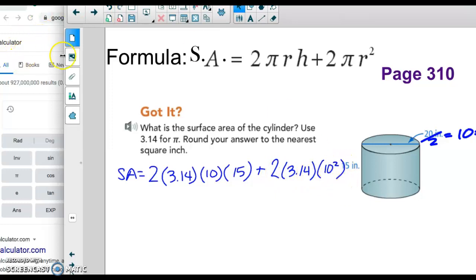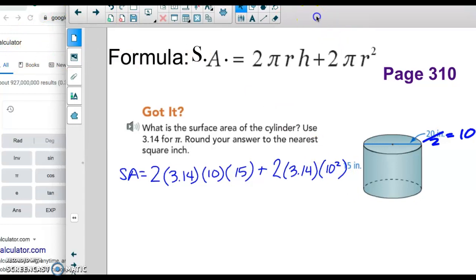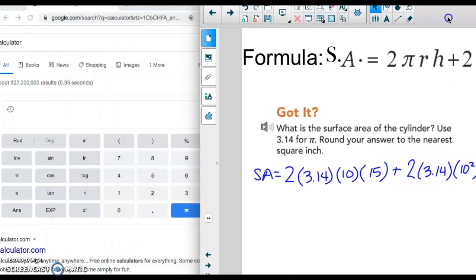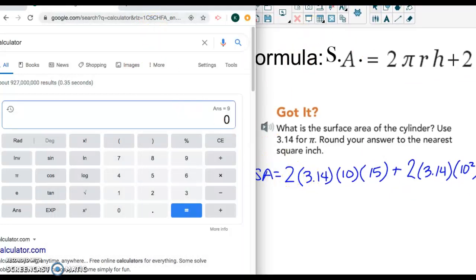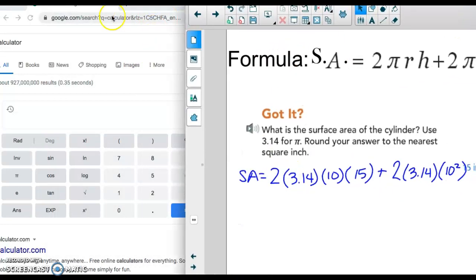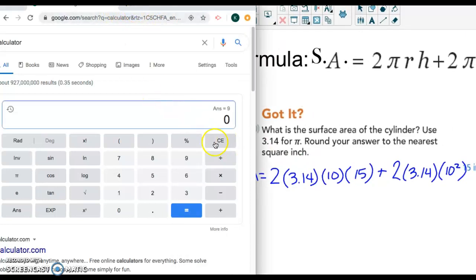And I found this really cool feature. Well, I don't know if it's really cool. It's cool to me, but if you just Google calculator and you type in this entire thing, the Google calculator does order of operations for you. So I thought I'd show you in case you don't have a scientific calculator.